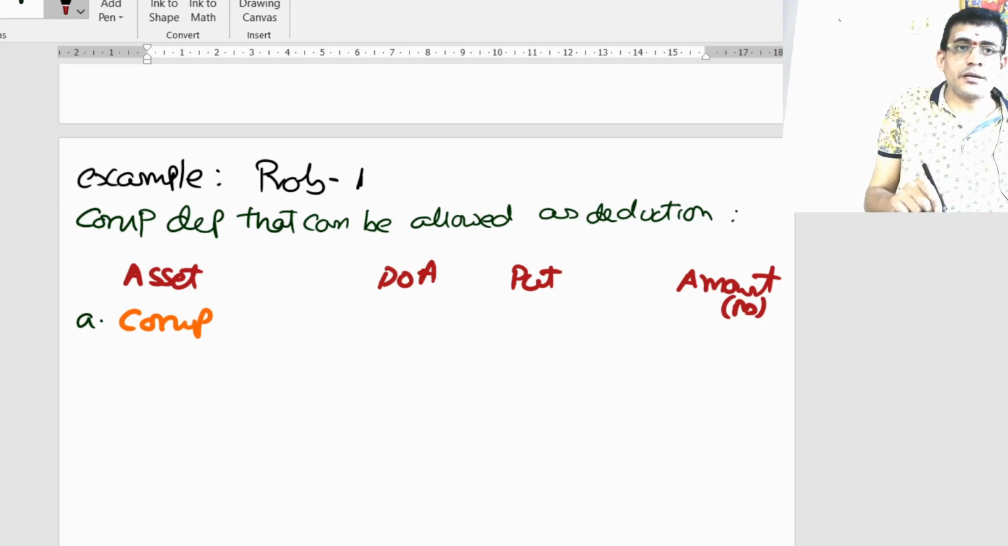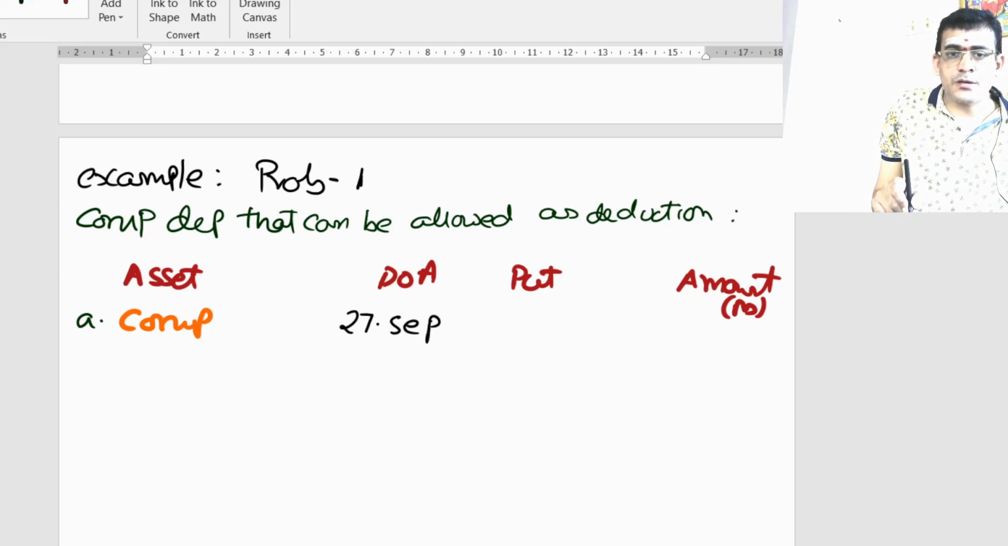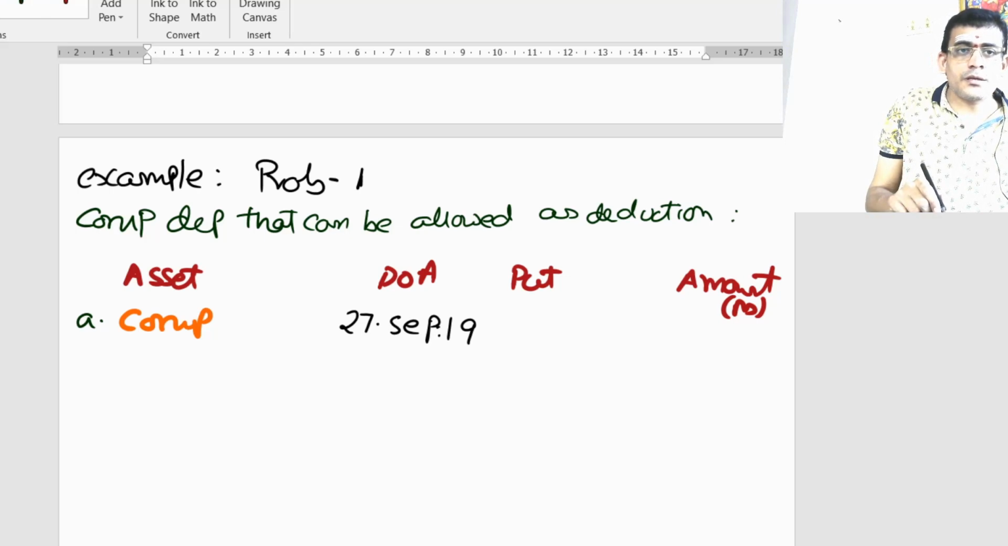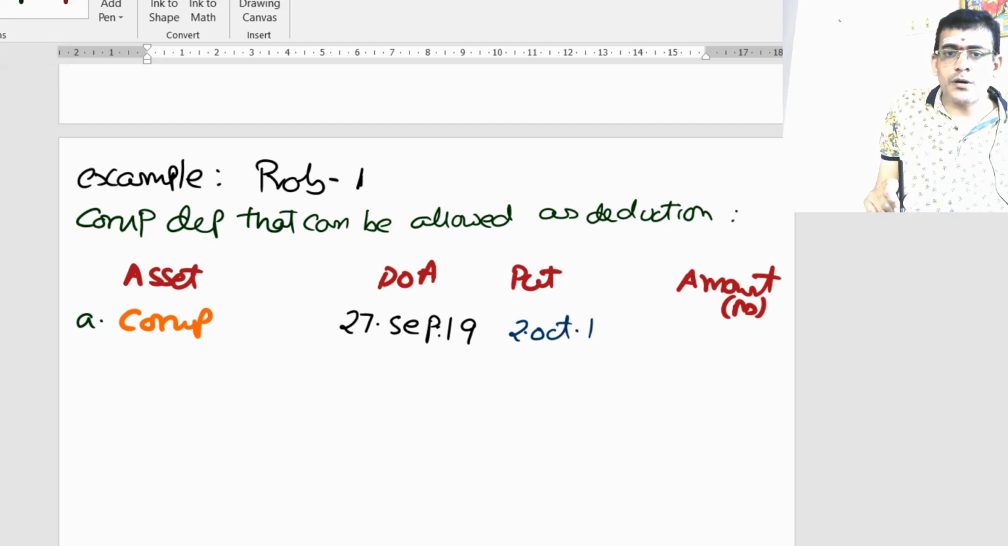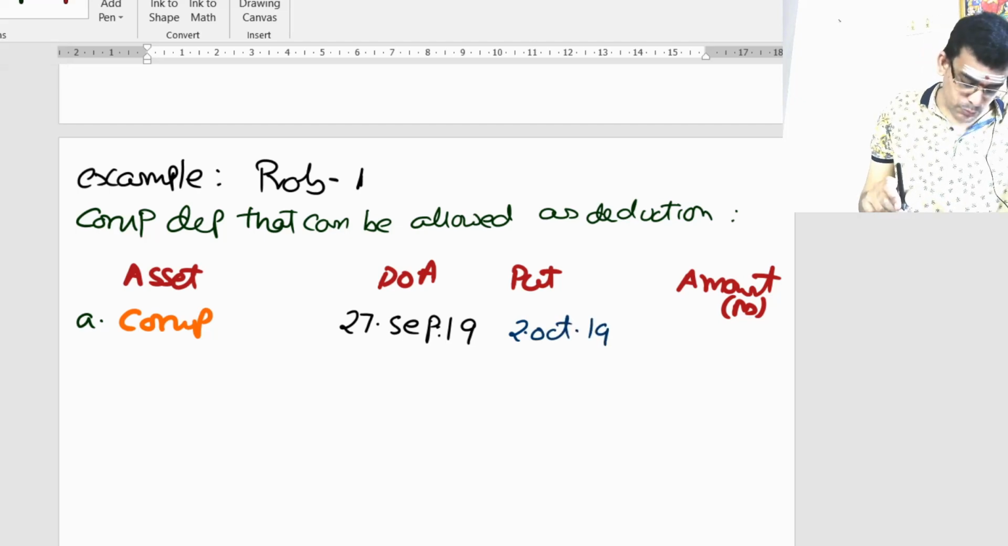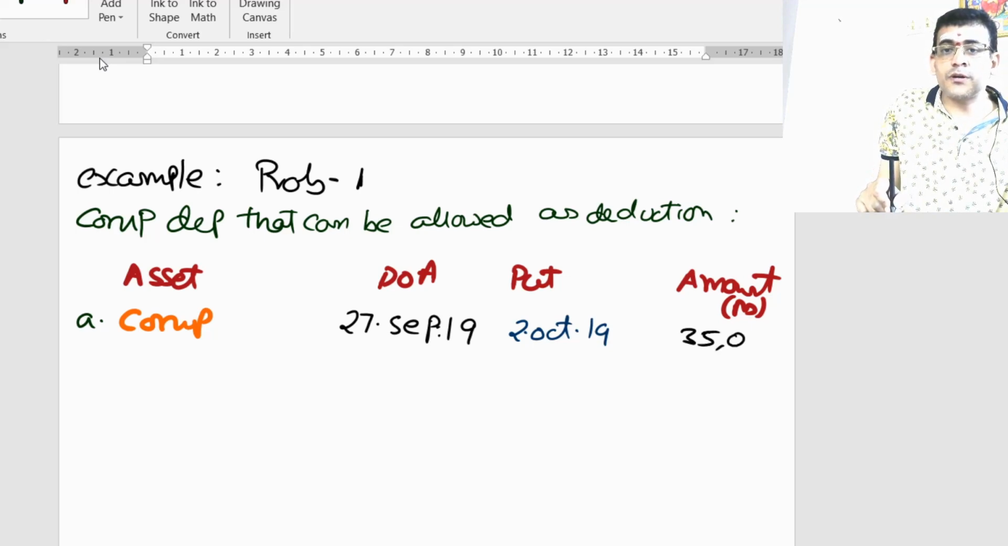Now the first asset is the computer. Let us consider the date of acquisition as 27 September 2019. Now let us consider the date put to use being 2nd October 2019. Then let us consider the actual cost of the asset being 35,000 rupees. That's your first asset.